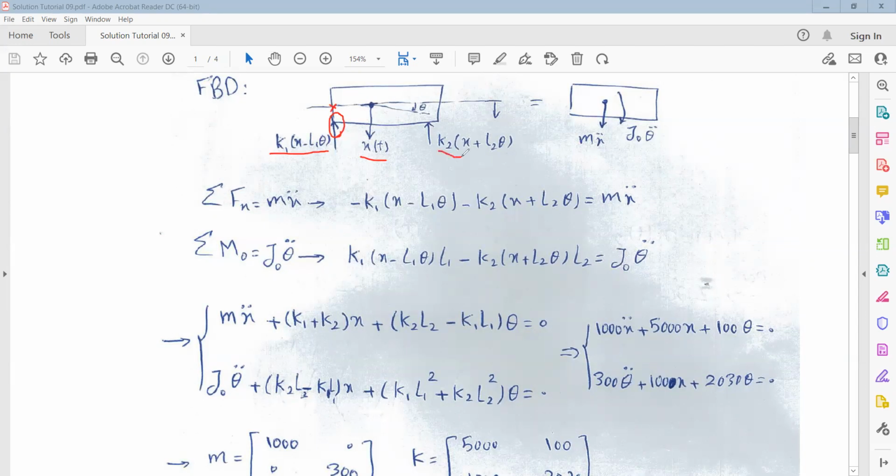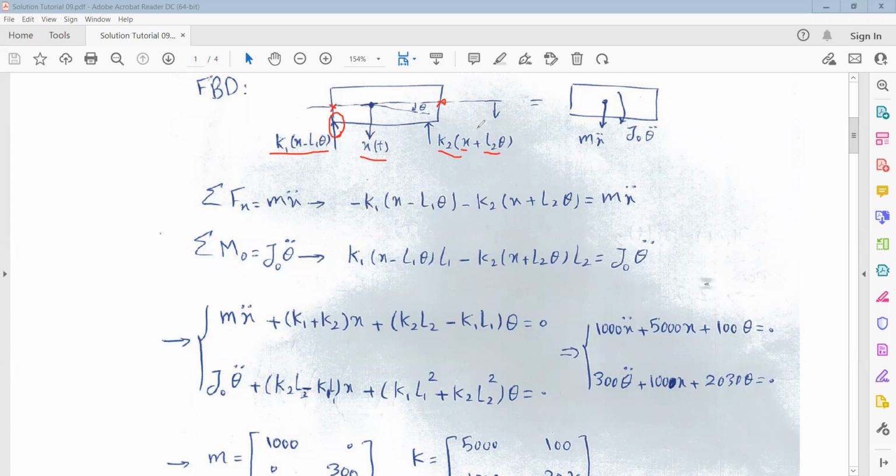But for K2, at this point, the displacement due to theta will be in the downward direction, and x is also in the downward direction, so it will be x plus L2 theta.